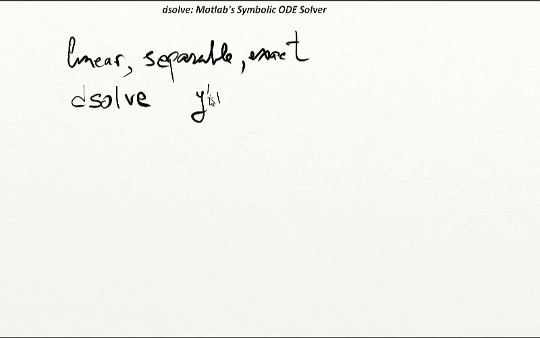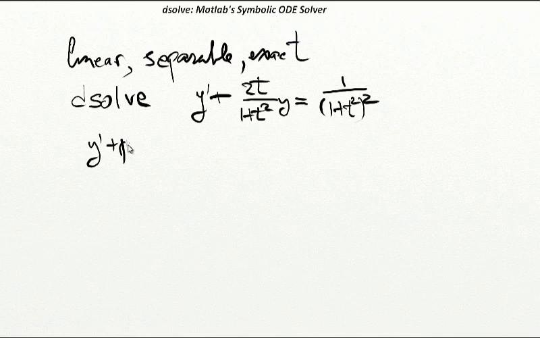y prime plus 2t over 1 plus t squared times y equals the quantity 1 over 1 plus t squared, all squared. Well, you should recognize that as a prototypical first-order linear equation, an equation of the form y prime plus p of t y equals q of t. P is the quotient 2t over 1 plus t squared, and q is 1 over 1 plus t squared, squared.